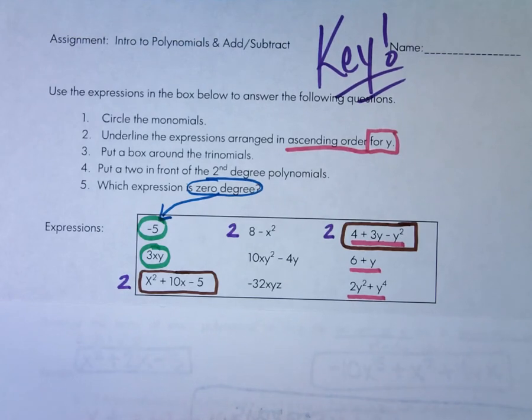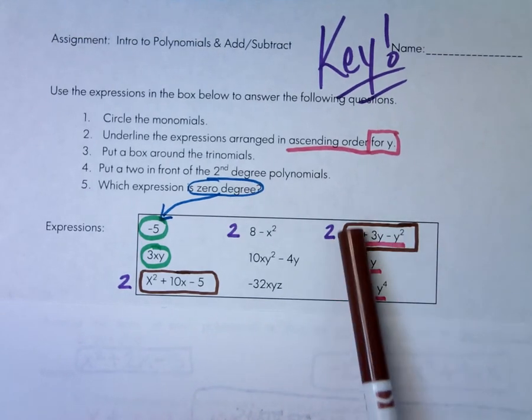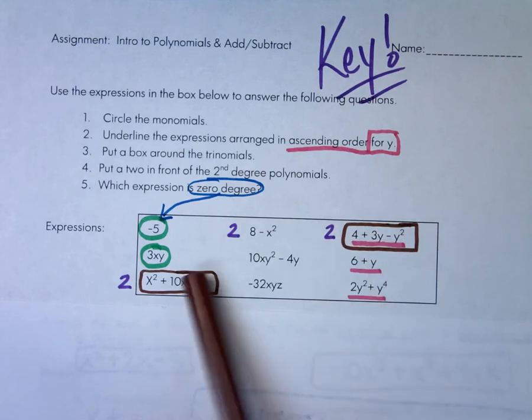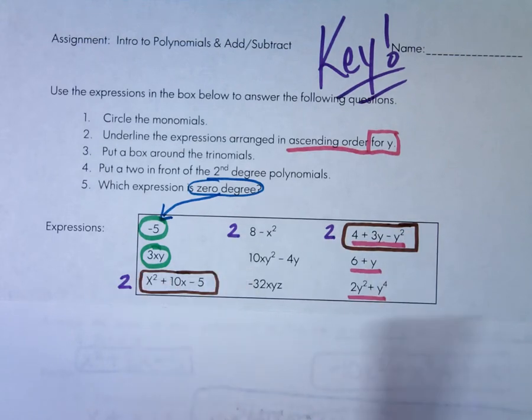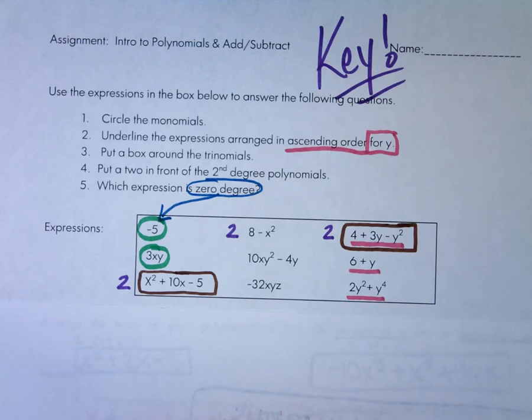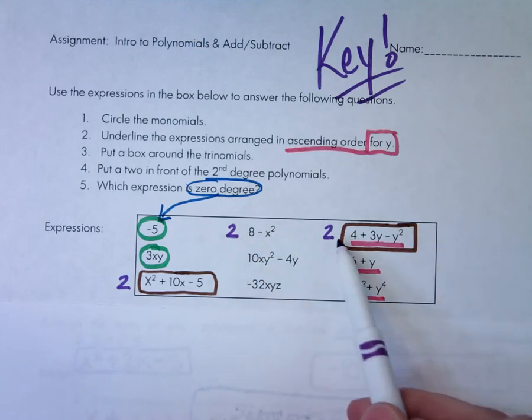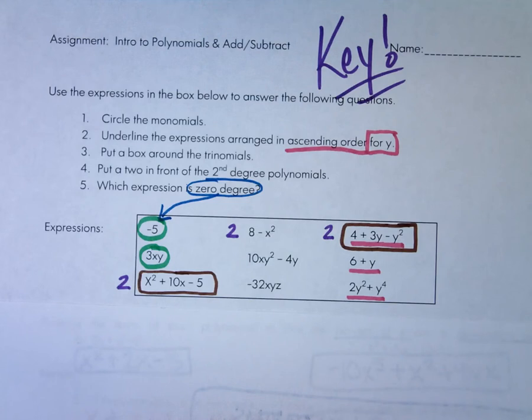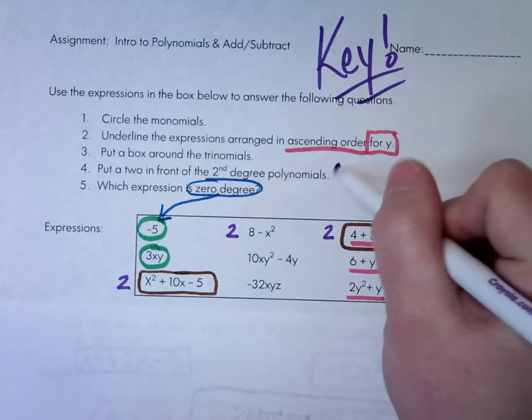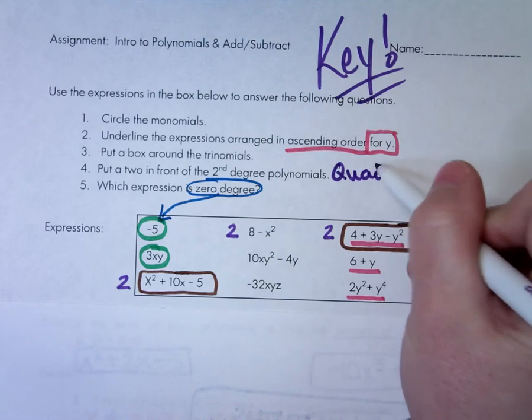Okay, it said to put a box around the trinomials. This is a trinomial. It's got 3 parts. This is a trinomial. It's got 3 parts. It said to put a 2 in front of the second degree polynomials. So this is degree 2, this one's degree 2, and this one's degree 2. And what are those called again if the highest exponent is degree 2? Quadratic.